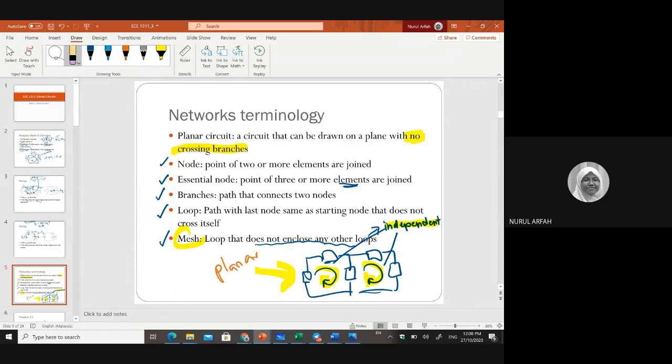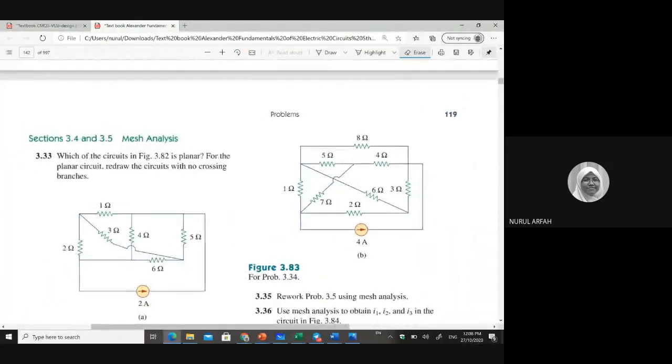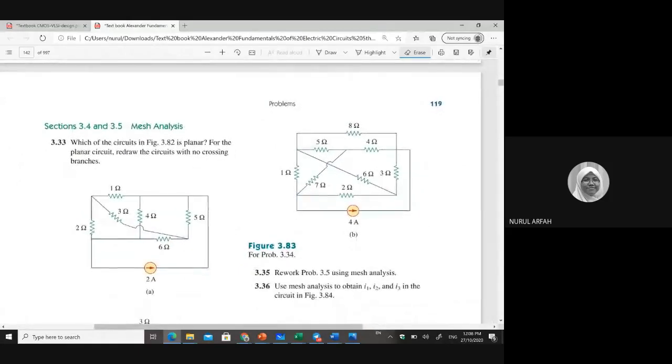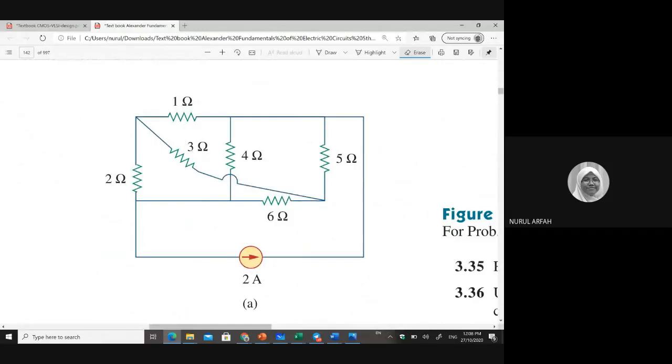If you go to your textbook, do you have the textbook with you? Go to chapter 3, maybe page 119. Look at the left side. Is this a planar or a non-planar? Non-planar, right? How do you know?